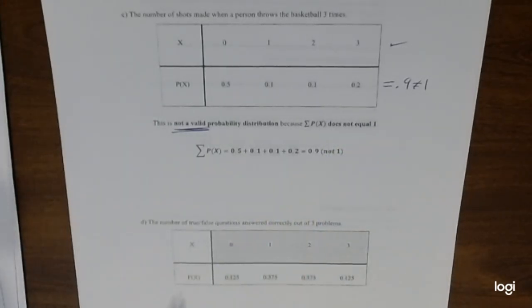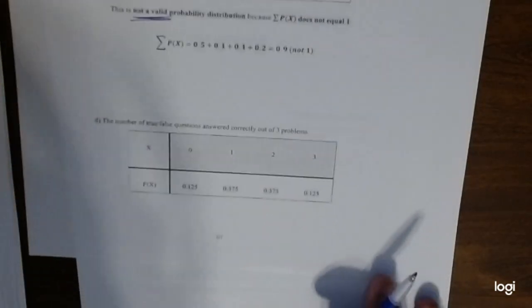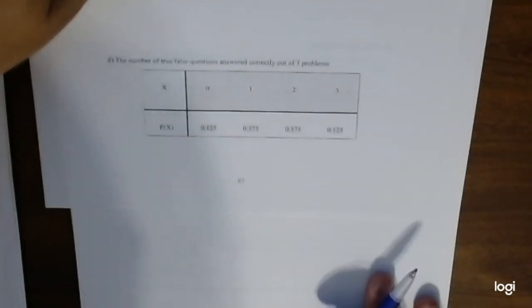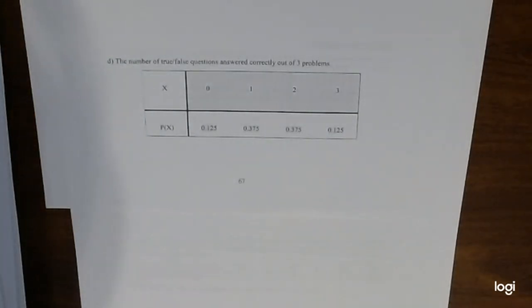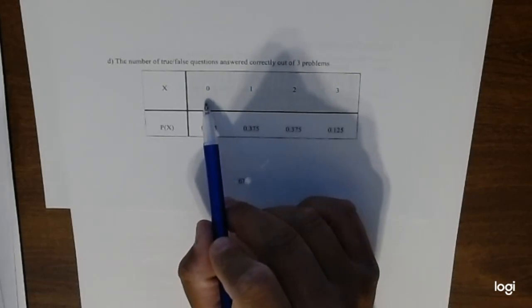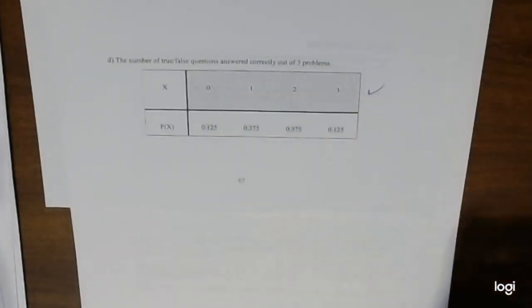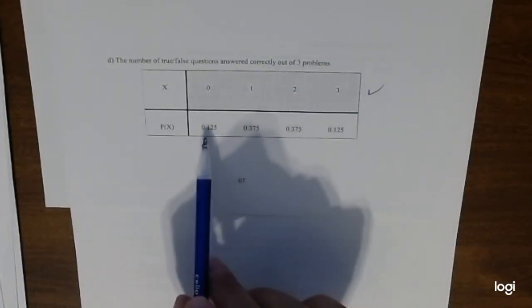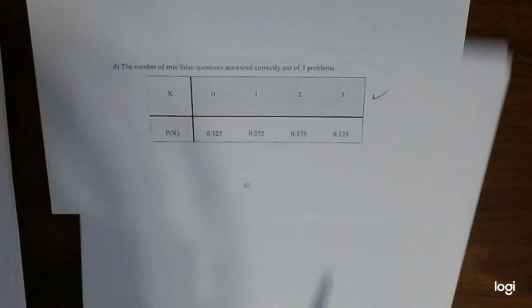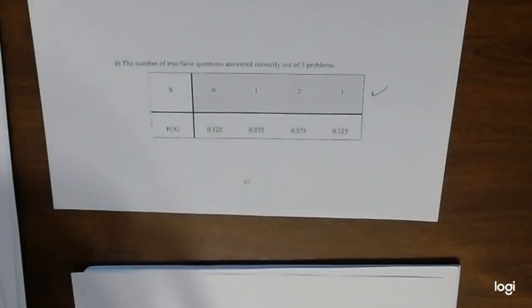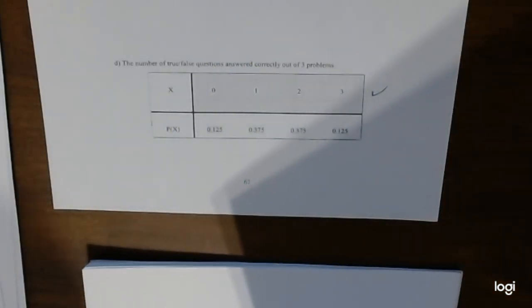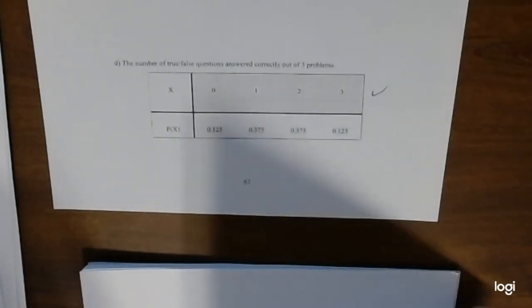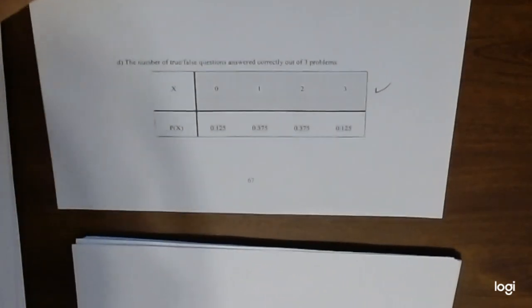Okay. All right, and the last one here is D. So D says the number of true/false questions answered correctly out of 3 questions. Okay, so again, you can have 0 correct or all 3, so check. All right, next thing is if I add them all up, do I get 1? So do we? And I believe you do not, which is the answer, is it?